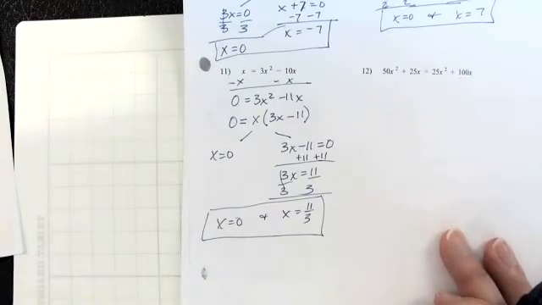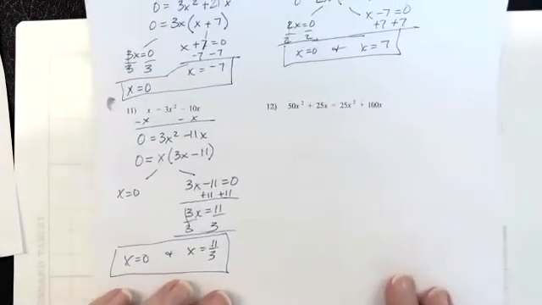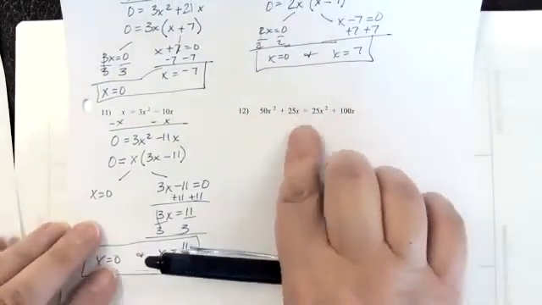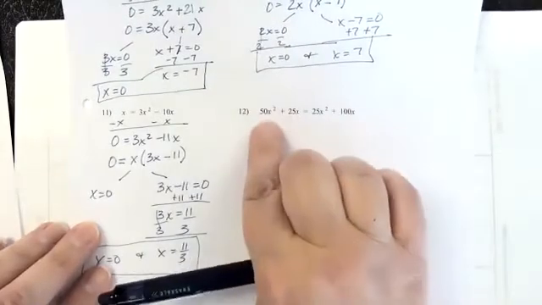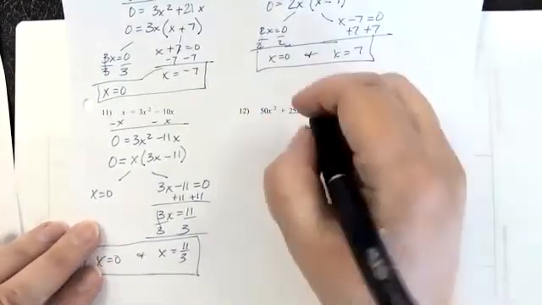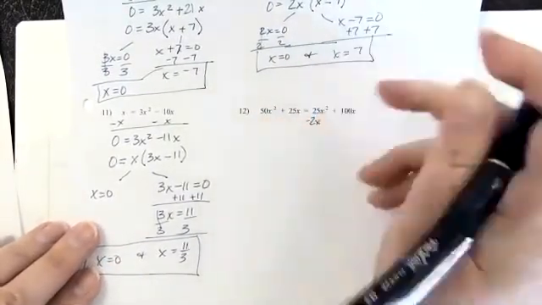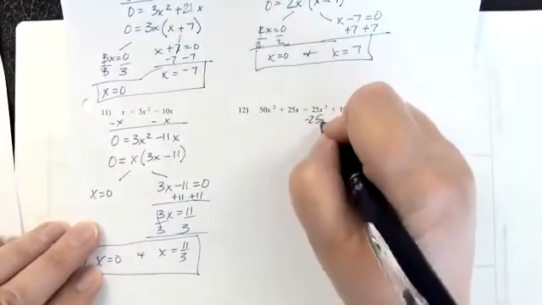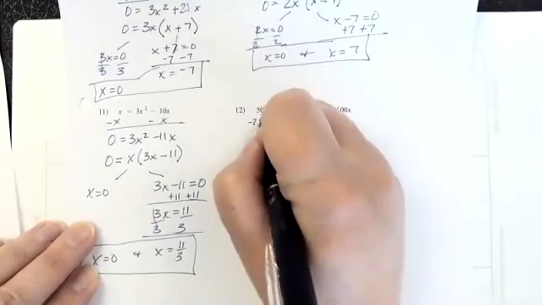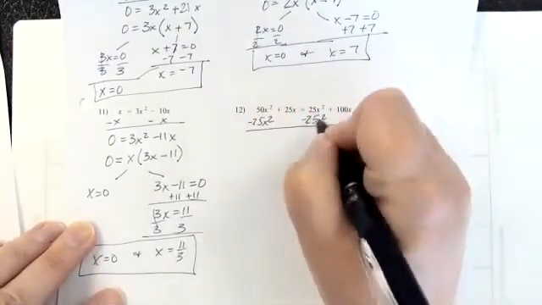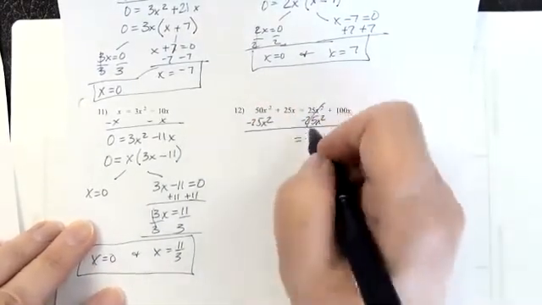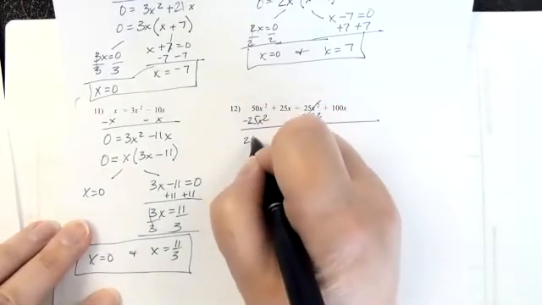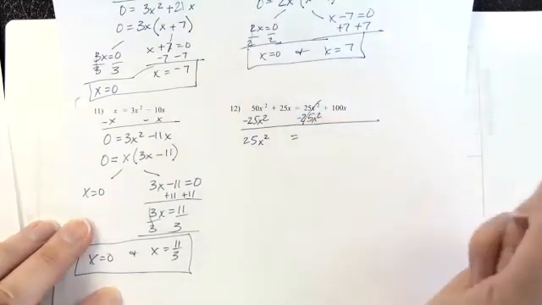All right, and then number 12. Okay, we want to get all of our variables and all of our terms on one side and 0 on the other. So this is a 50x squared. I'll subtract 25x squared from each side. Okay, so this will cancel out to 0. So 50x squared minus 25x squared is 25x squared.